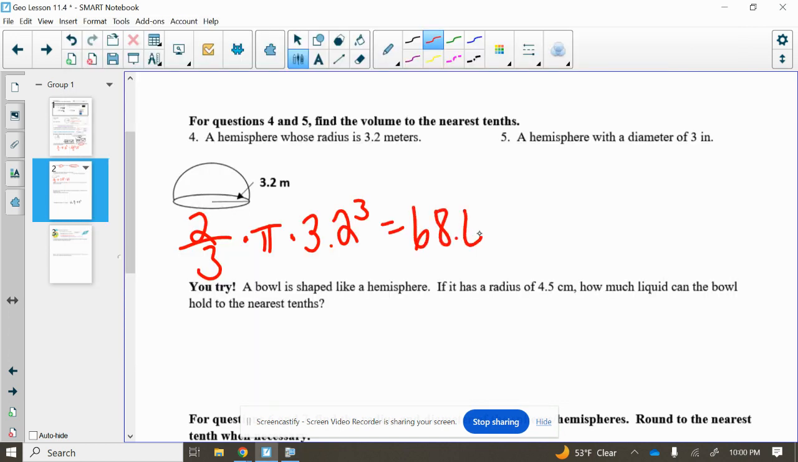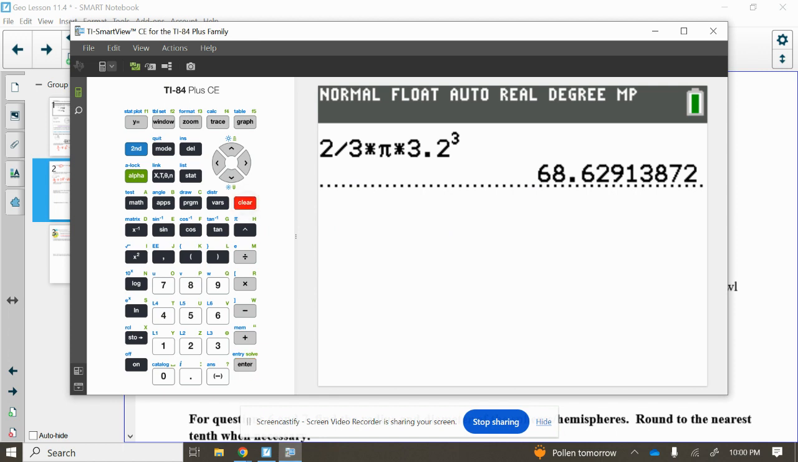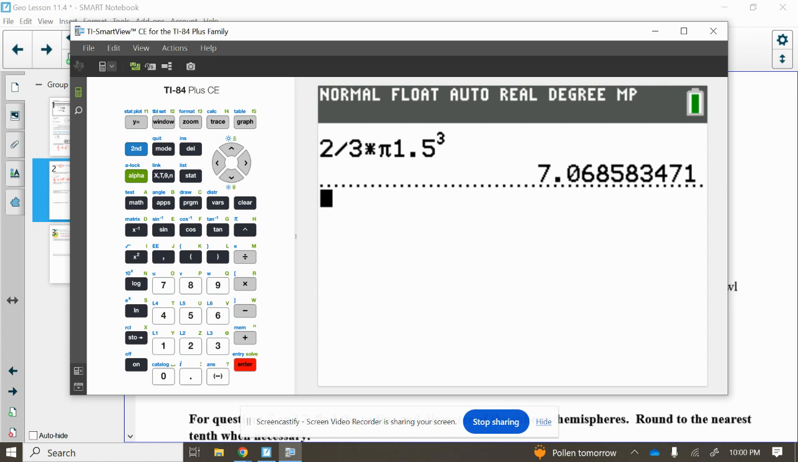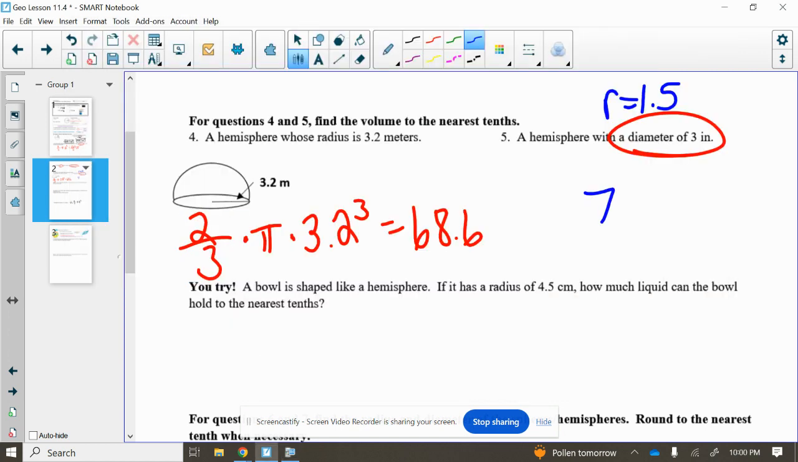68.6. And then this time they gave us a diameter, so we have to be careful. We want only the radius. On this one then, 2/3 times pi times that radius value of 1.5 to the third power, 7.0 or 7.1-ish on that.